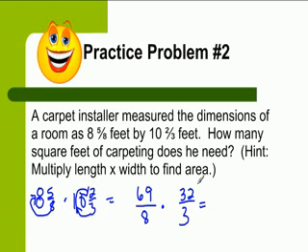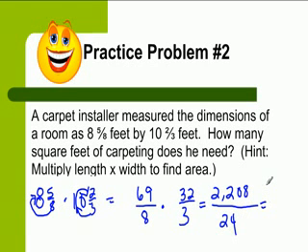So then we need to multiply 69 times 32, which is 2,208 over 8 times 3 is 24. So we need to simplify that. And that equals 92 square feet.